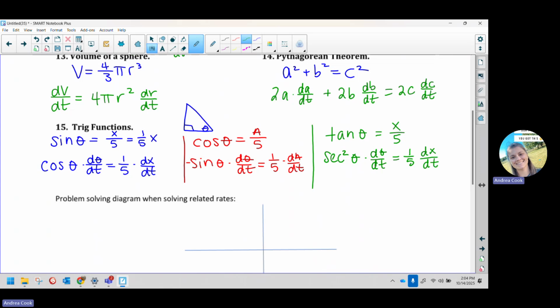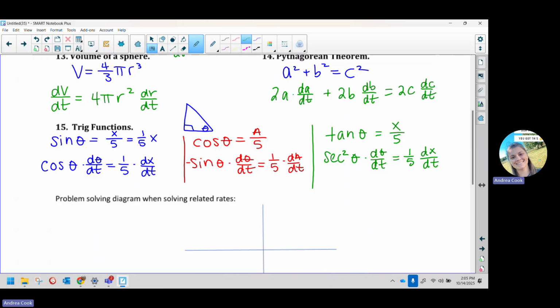Wait, why do we use theta? Because every variable is now a function, so every variable gets a chain. Theta is a variable, so we're chaining on d theta over dt. The derivative of theta is 1 times d theta over dt. The derivative of x is 1 times dx over dt.